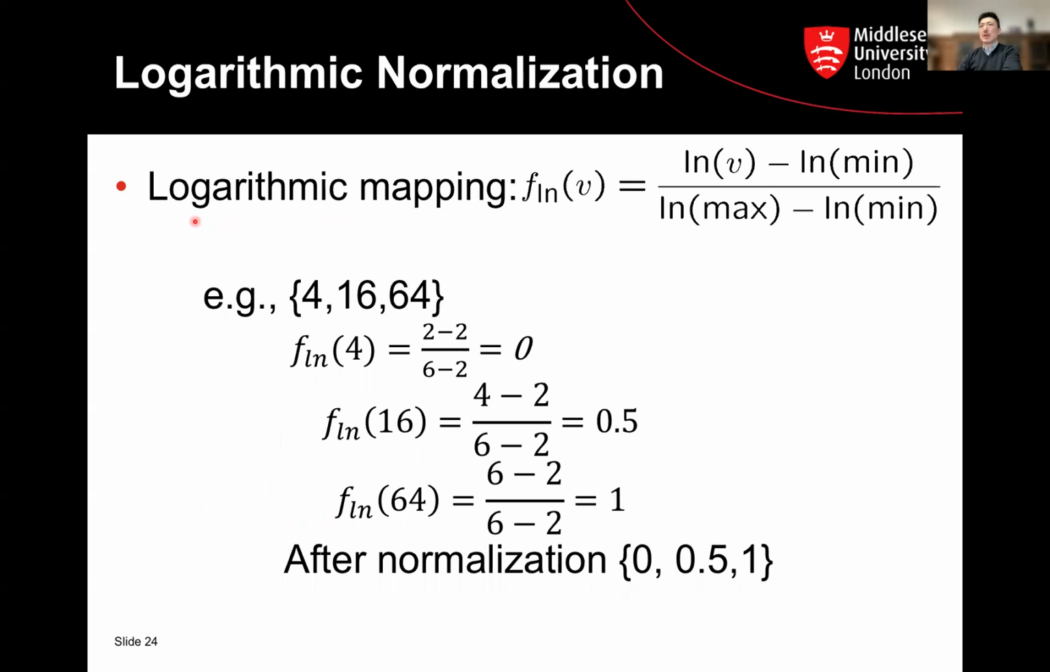Okay, and finally, you have logarithmic mapping. And for the formula, again, it's just the operations on each of these variables that are different. These variables are still the same, but instead of square root, now it will become log. And the result would be, again, the minimum value is always 0, the maximum is always 1, and this one now becomes 0.5.